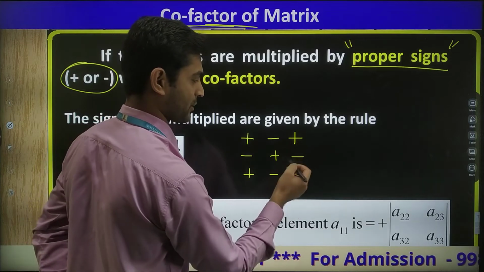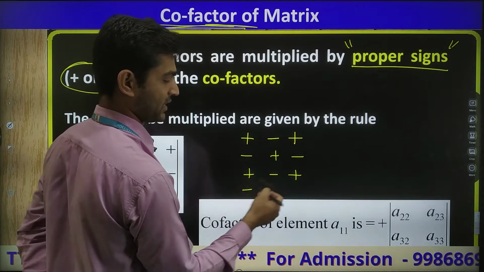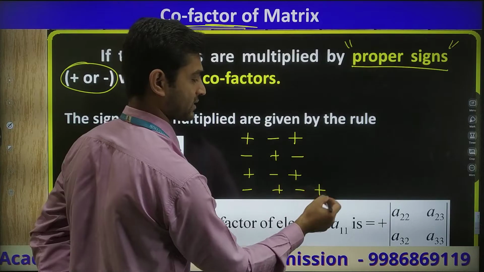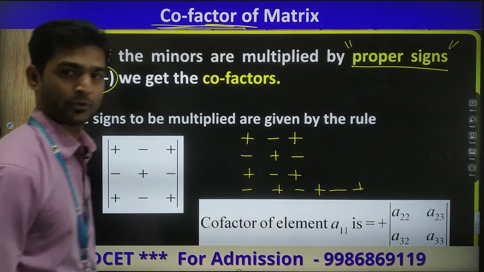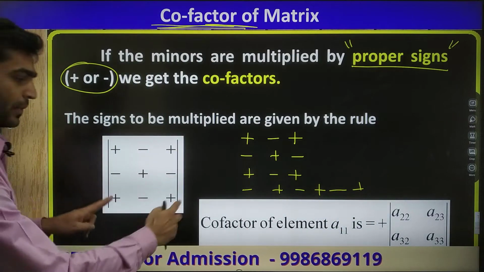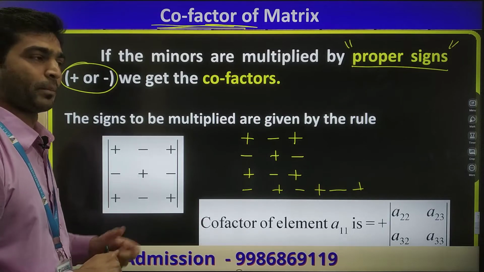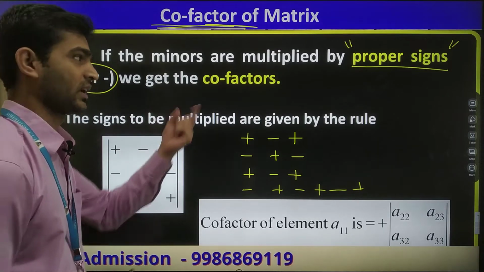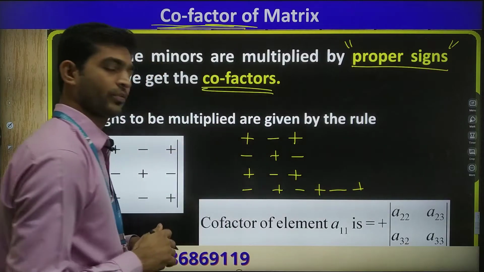Here, one more element means again minus, next will be plus, minus, plus, minus, plus, like it will go on proceeding. So these are the proper signs we are going to consider for a minor. Again, on multiplying, we can develop the cofactor of the matrix.